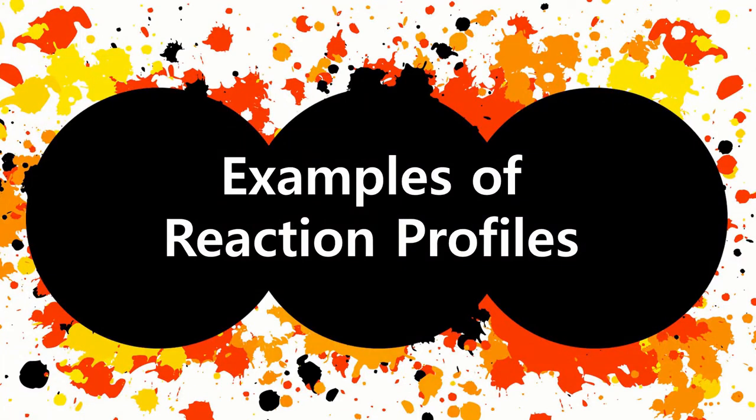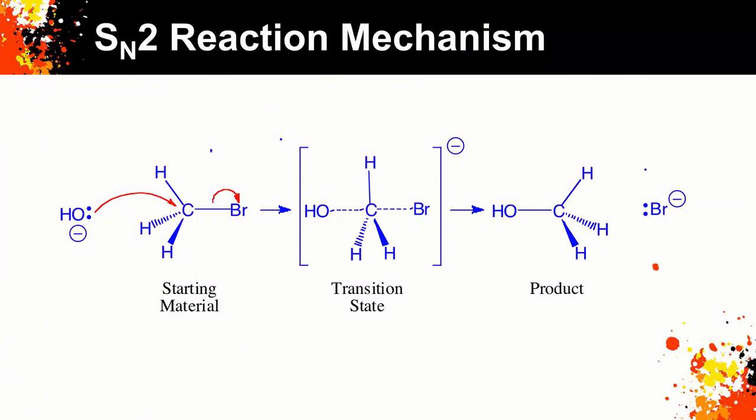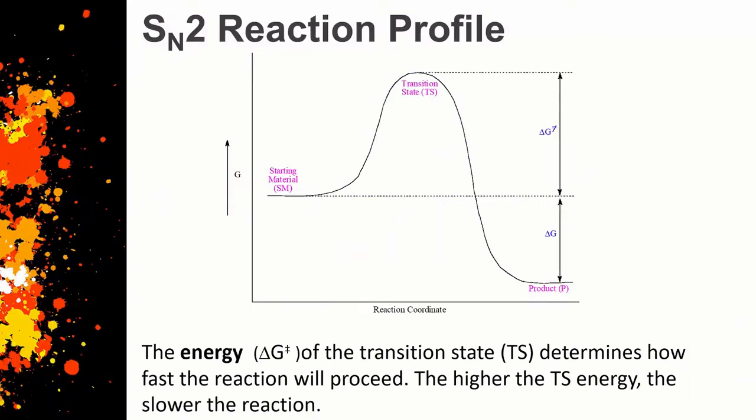All right, so these are some examples of reaction profiles. For our SN2 reaction mechanism, which we have met several times, we have our starting material, which is our halide, and our hydroxide ion being nucleophilic. So we know our mechanism already. And this is our transition state where this bond is being formed and this bond is being broken. Once the bond is formed and the bond is broken, we have our products here. This is how the reaction profile looks for the SN2 reaction. The energy of the transition state determines how fast the reaction will proceed. The higher the transition state energy, the slower the reaction, which should make sense.